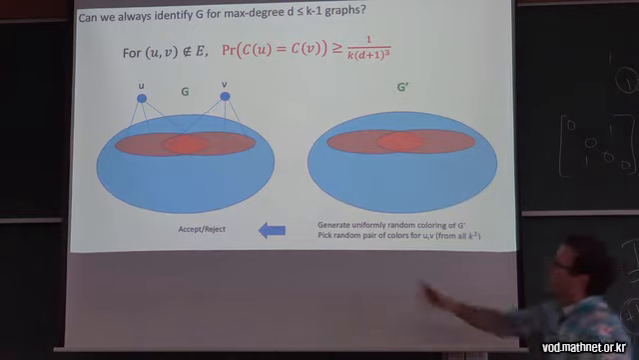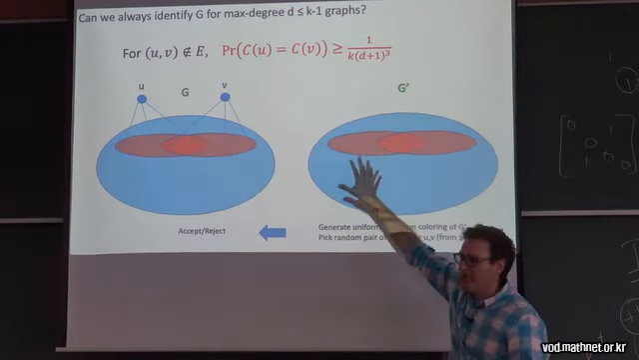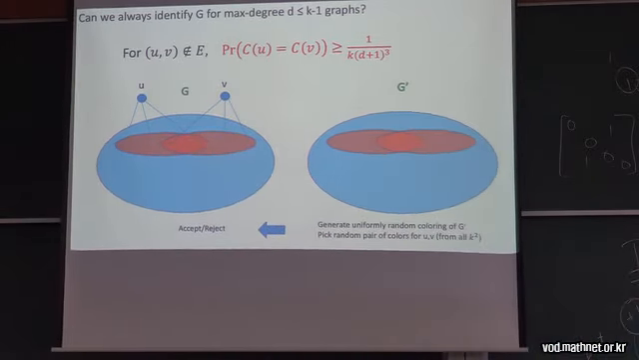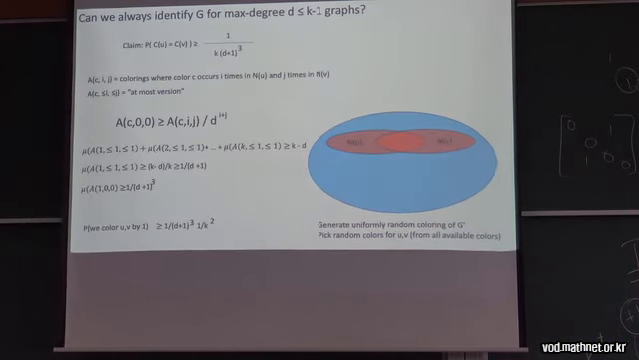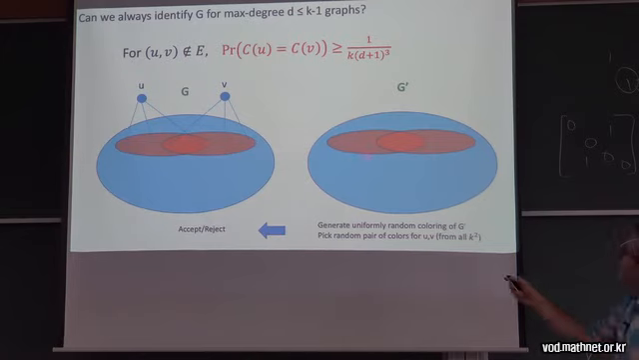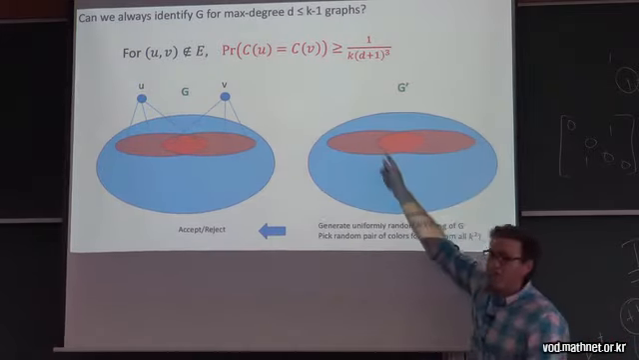Because once you delete the color on U and V, then you got a unique coloring over here for G prime. Okay? So, now what are we going to do? We've got to prove this claim. Basically, I have to look at the chance that there is a color which is available, which does not appear in the neighborhood of U and does not appear in the neighborhood of V.